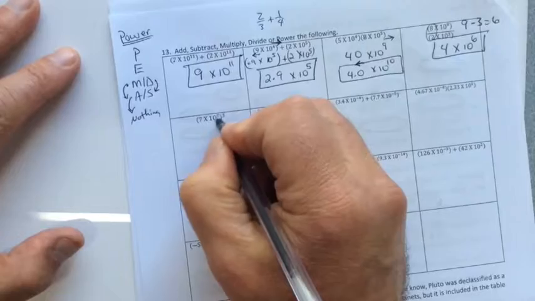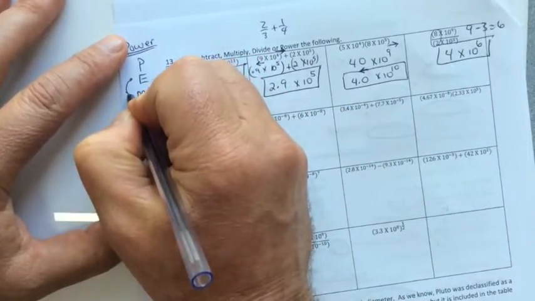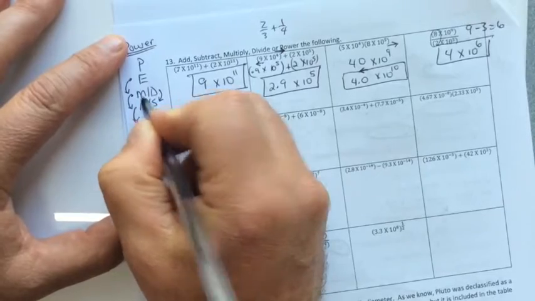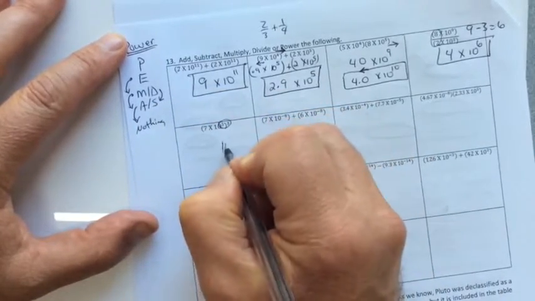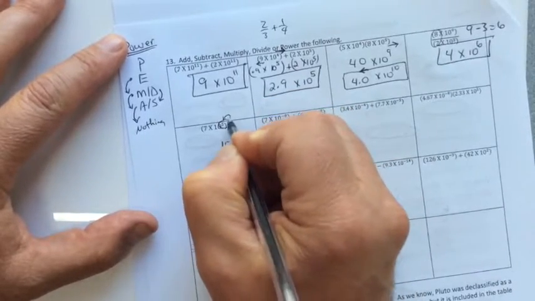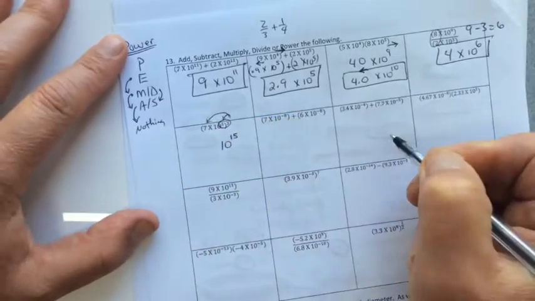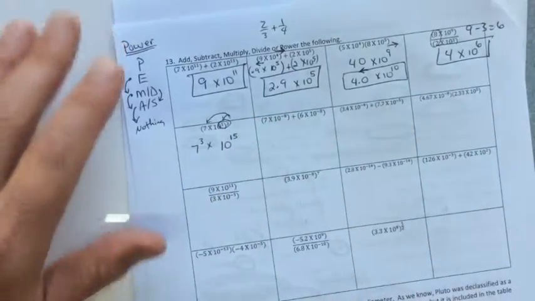Okay, here's an exponent on top of an exponent. See what happens when we have an exponent on top of an exponent? We do one step lower, which is multiply. So the power is going to be 5 times 3. So that's 10 to the 15. So I put the 3 on the 5, and then I put the 3 on the 7. So it's going to be 7 to the 3rd times 10 to the 15.